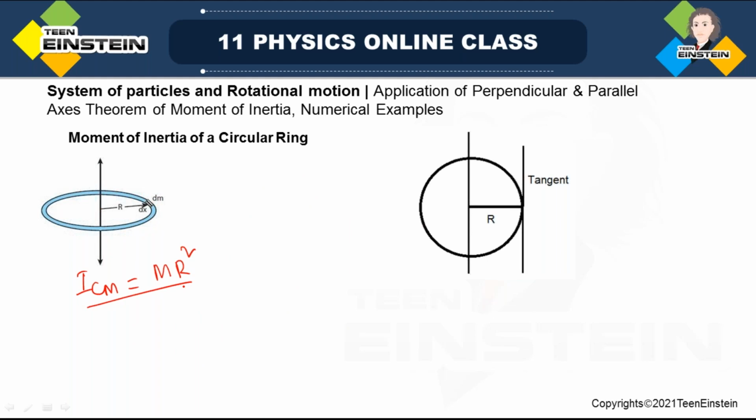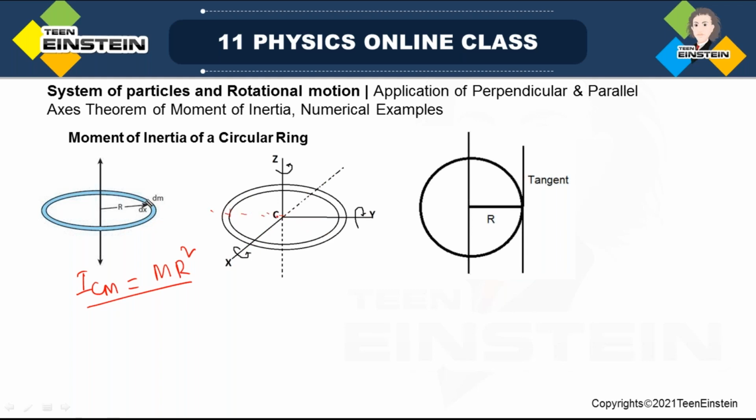Now, sometimes you might be asked to calculate the moment of inertia of the same ring about any of its diameters. You look here. This is a plane, in the xy plane, suppose. If I draw the x-axis like this, and another axis, the y-axis, like this, then this x-axis and y-axis will act as diameters.